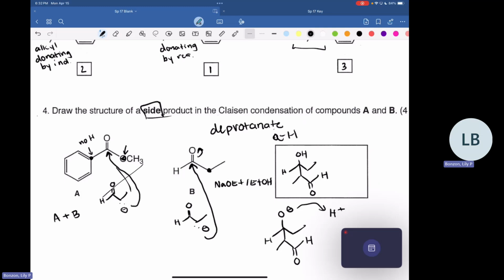But since we're asked to draw the side product, and the one on the left doesn't have an alpha hydrogen, the only side product we can make is when the structure on the right attacks itself. And so you're just inferring that she wants you, or theoretically you'd want to react A and B together because you're given A and B. So to draw a side product, the only other side product we could form is if the structure attacks itself.